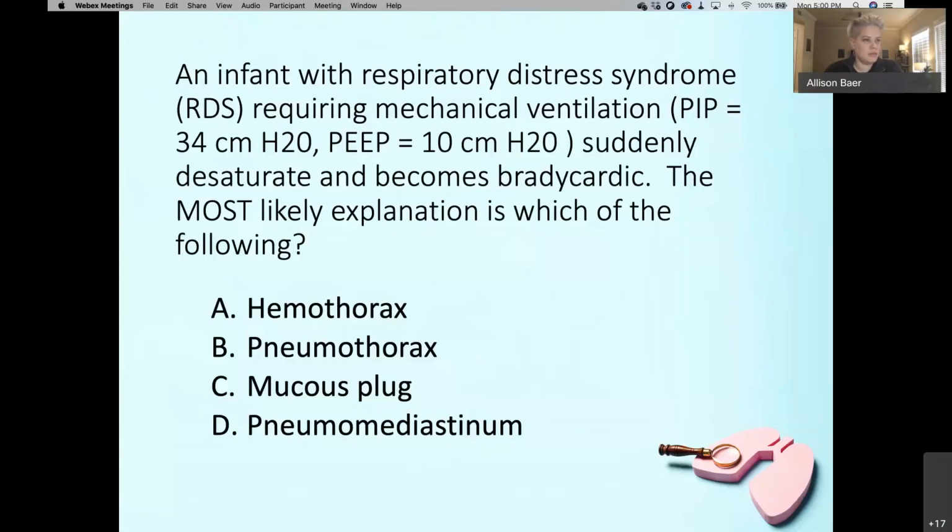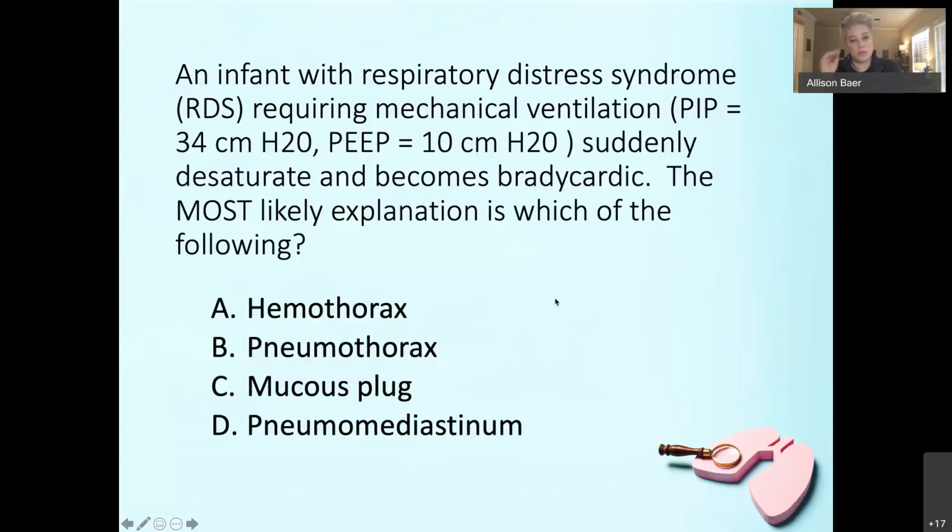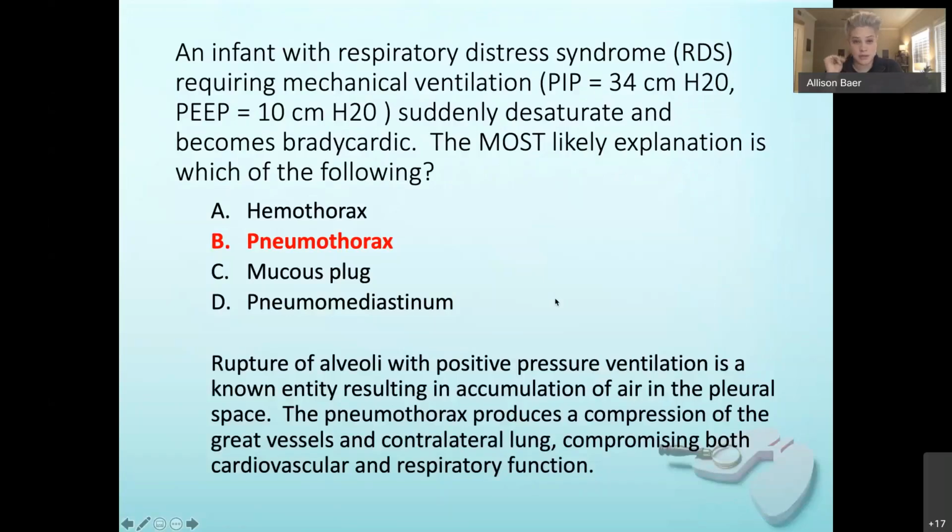All right, mostly the right one, and the couple tricky ones are the ones that got a couple of you, but it is a pneumothorax. So the key here is you're looking at those pressures. 34 over 10 is a lot, especially for a baby. With that amount of pressure, you're at a high risk for rupturing their alveoli, which is going to cause a pneumothorax. Pneumomediastinum is not a bad guess, but pneumothorax is more likely in that situation.